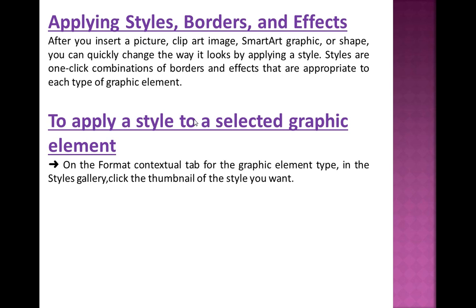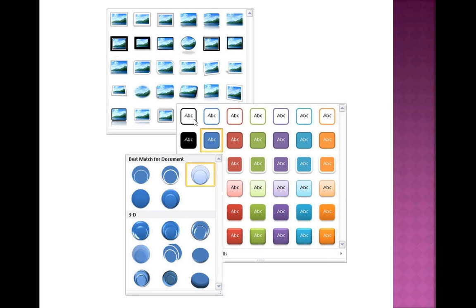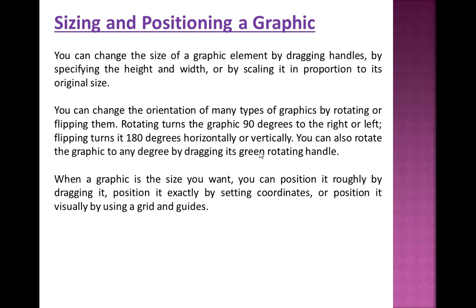Then next one is how to apply the styles, border and effects. Then we also studied how to apply a style to the selected graphic element. Simply go to the format by right clicking on it and go to the styles gallery, click the thumbnail of the style that you want.